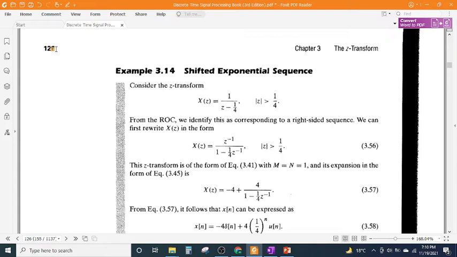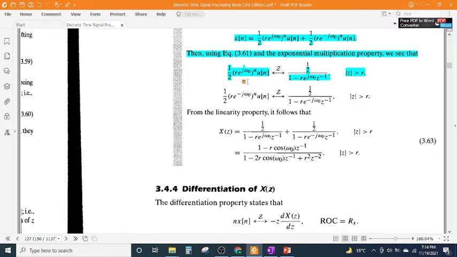First, x[n] is expressed as x[n] = (1/2) r e^(jω0 n) u[n] + (1/2) r e^(-jω0 n) u[n]. Then, using Equation 3.61 and the exponential multiplication property, we see that (1/2) r e^(jω0 n) u[n] <-> (1/2)/(1 - r e^(jω0) z^-1), and (1/2) r e^(-jω0 n) u[n] <-> (1/2)/(1 - r e^(-jω0) z^-1). From the linearity property, it follows that X(z) is the sum of the two, for |z| > r, 3.63.